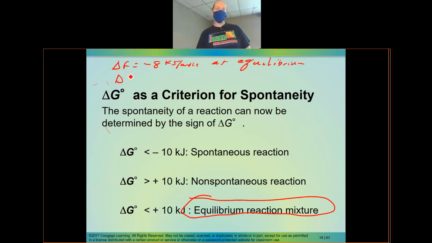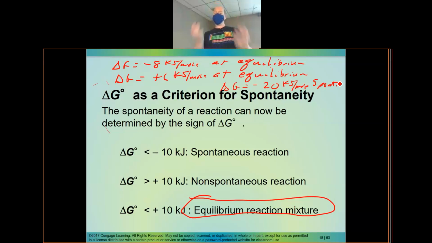All right, so again, if delta G is equal to a positive 6 kilojoules per mole, that is considered to be at equilibrium. All right, but of course, if delta G is negative 20 kilojoules per mole, then you are spontaneous. So the rule is, if it's between the 10s, then it's at equilibrium. If it is less than minus 10, it's spontaneous. If it's greater than positive 10, it's non-spontaneous.